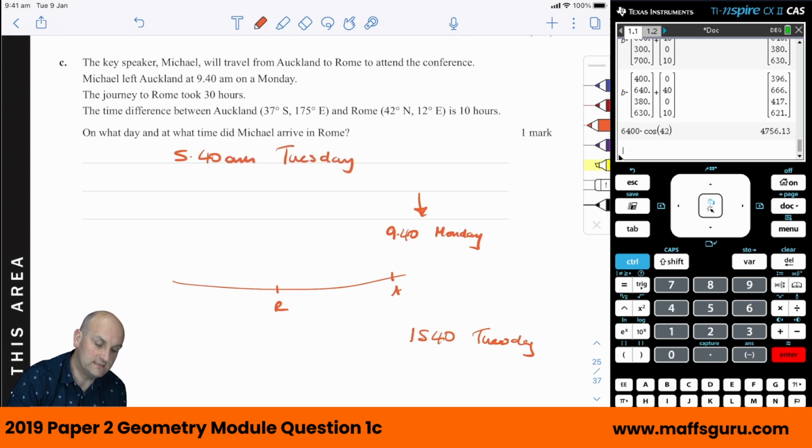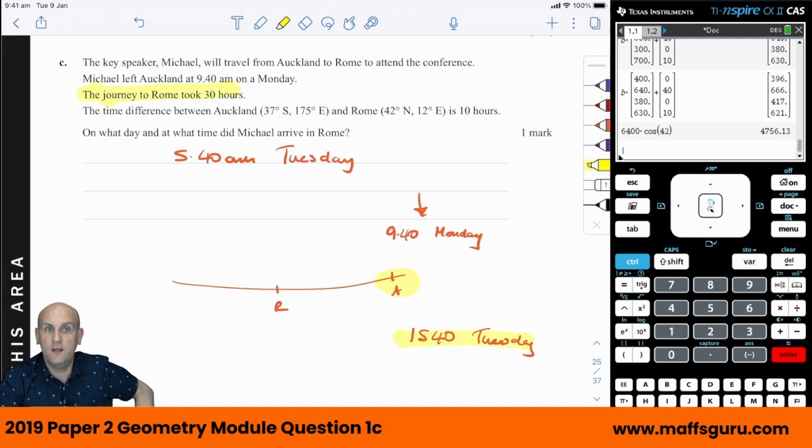Now again, when I do these, I always look at the time that I started. I will work out by adding on the 30 hours what time it would have been in Auckland, and then look at any time difference to give me the time where I'm going to be. Always making sure that I know that Rome is backwards, so we go backwards in time.